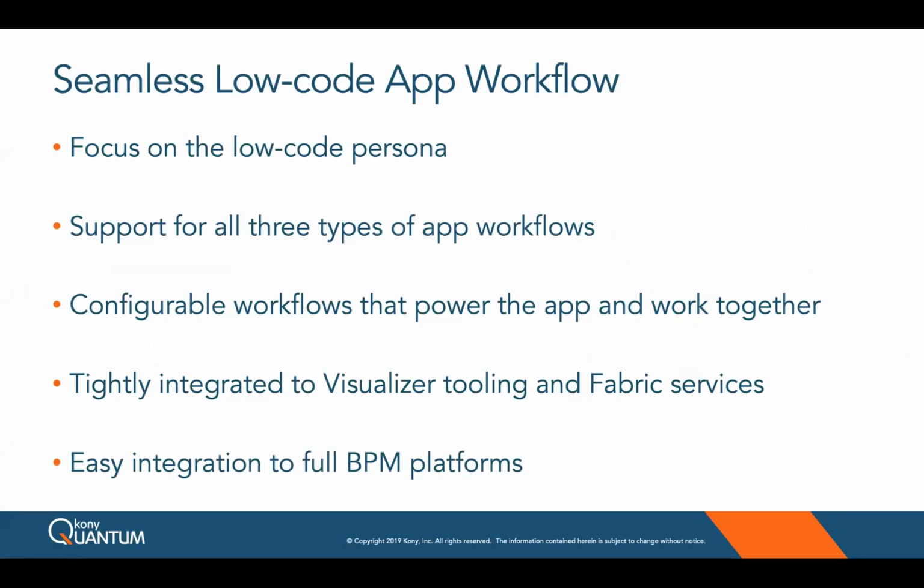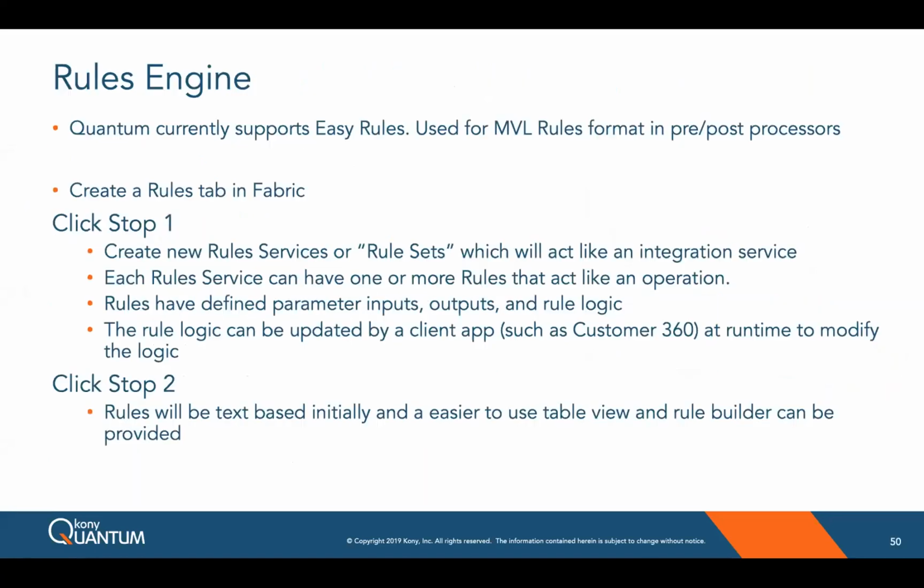So moving on, a couple of other things that we wanted to quickly highlight. We are also building what is called a rules engine into Fabric as part of V9. And currently, Quantum already supports what is called Easy Rules, which is an MVEL-based rules format, which is used in pre and post processes. But we are trying to improve it and make it a first-class service. So similar to workflow being upgraded to a first-class service along with integration, orchestration, and identity, rules also is going to get upgraded to a first-class service along with that.